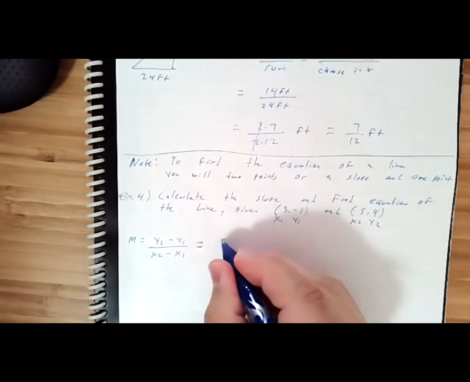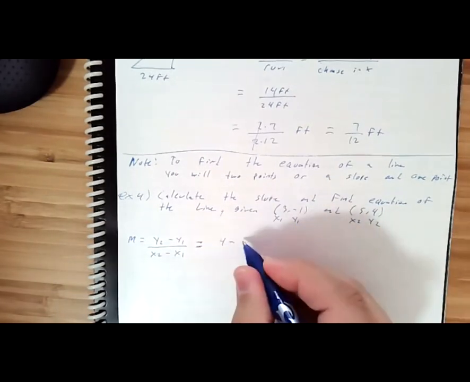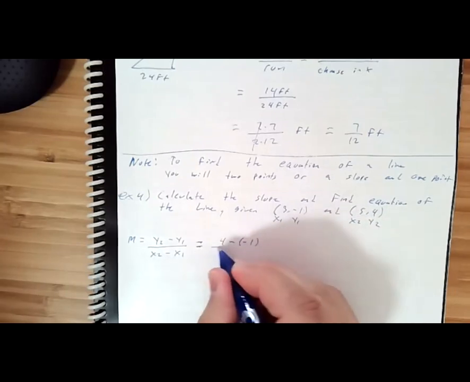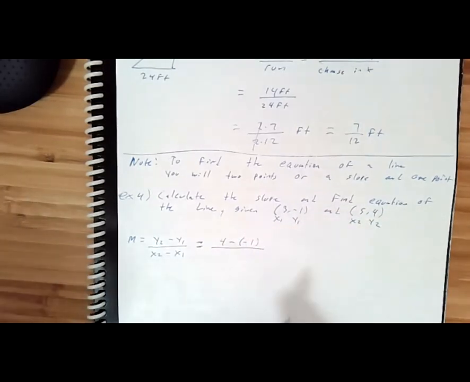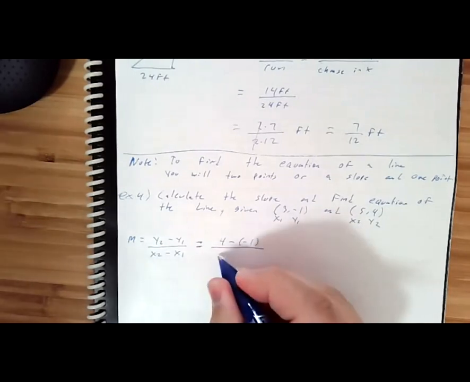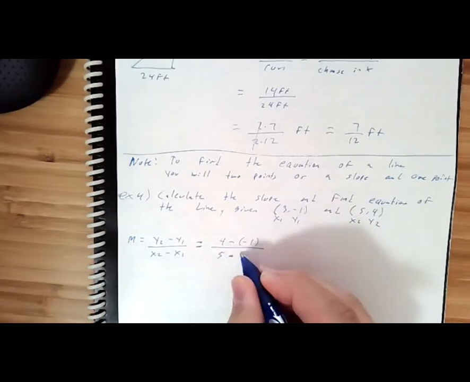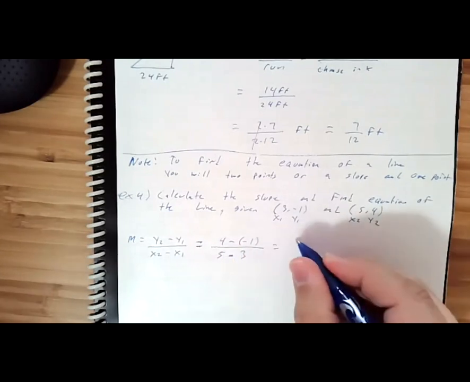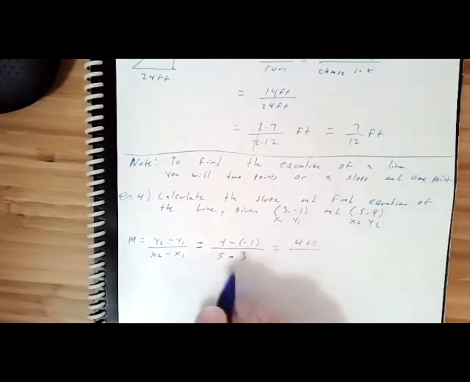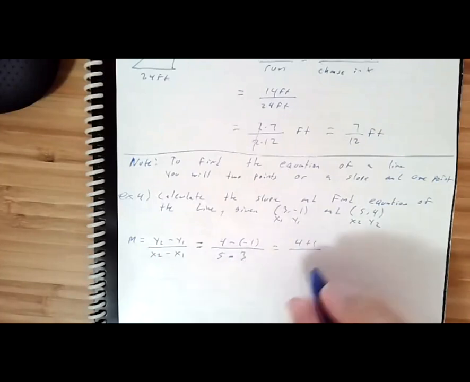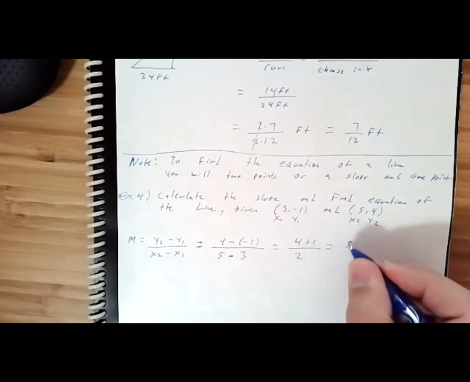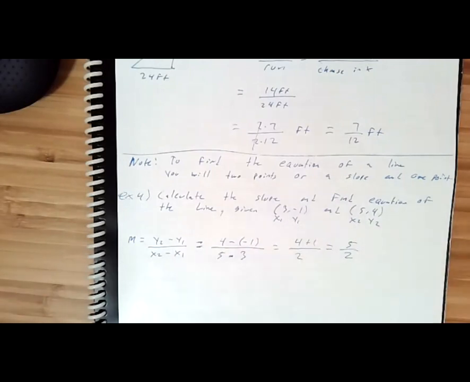So we got y2 is 4 minus a -1. See how we have a double negative right there? Then we have x2 minus 3. The minus will be 4 plus 1. Negatives cancel. 5 minus 3 is a 2. So we have 5 over 2. So there is a slope.